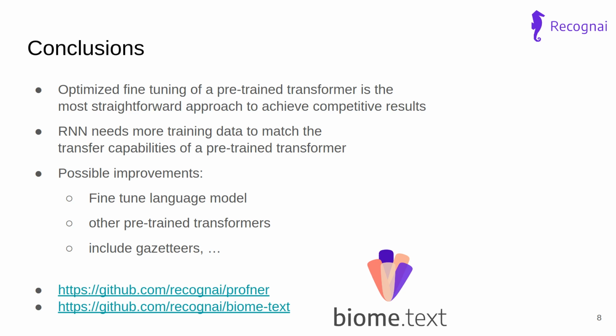Some possible improvements that were not pursued due to time constraints are fine-tuning the language model on our target domain, trying out bigger or more suitable transformers, or maybe including gazetteers to improve the precision since we always had a slightly better recall.